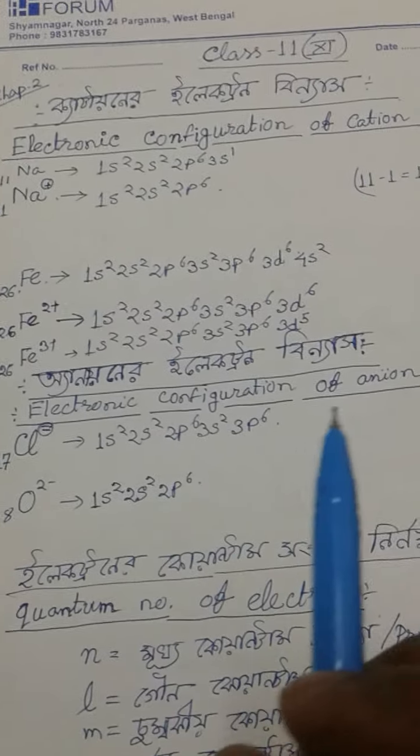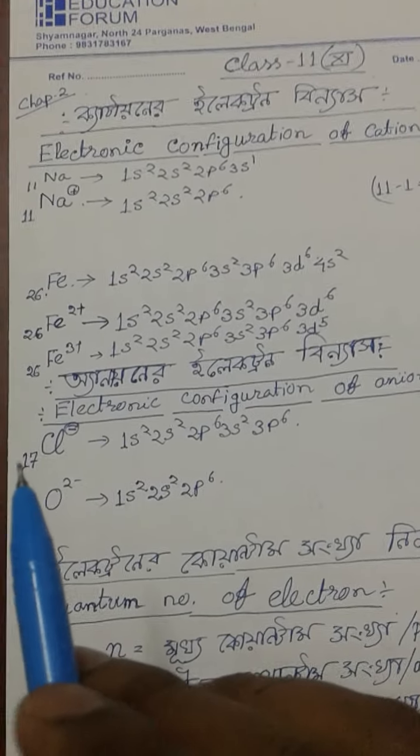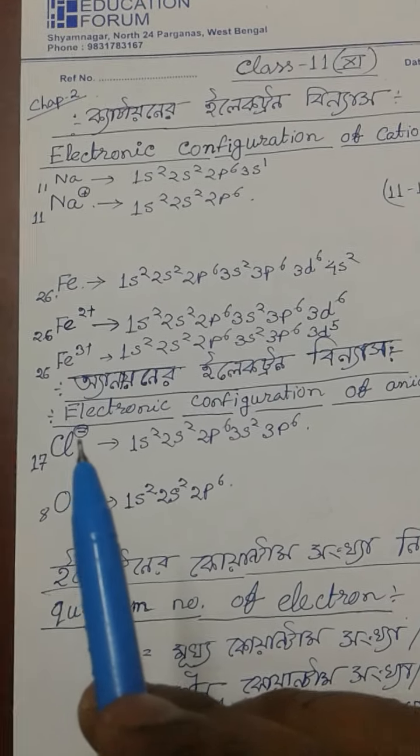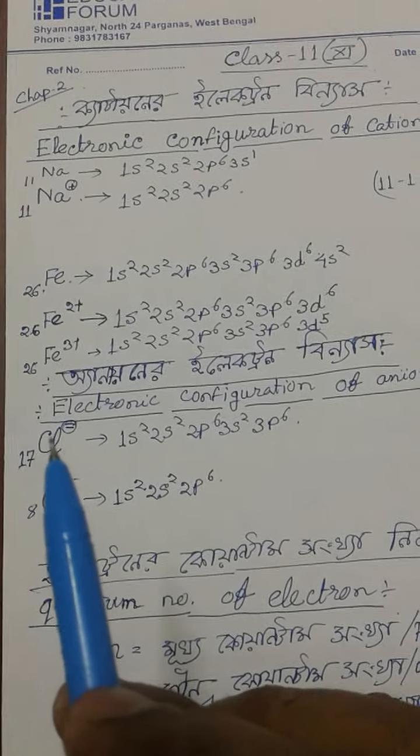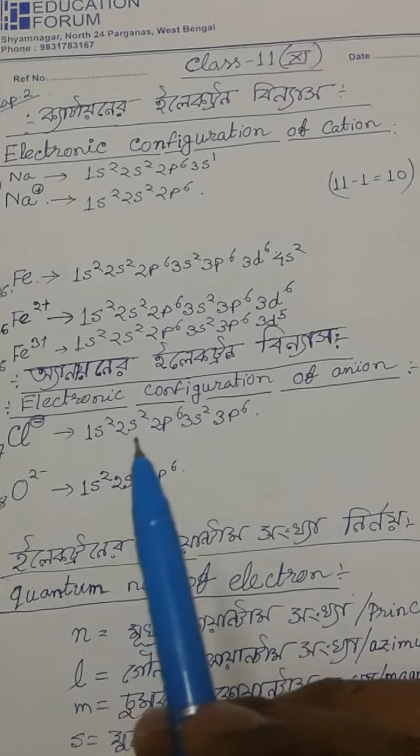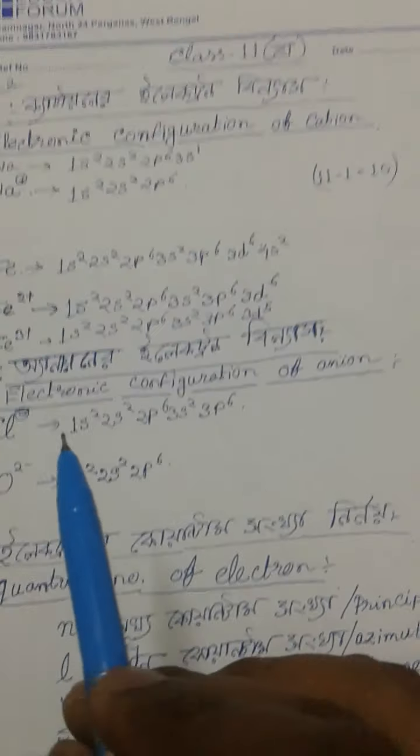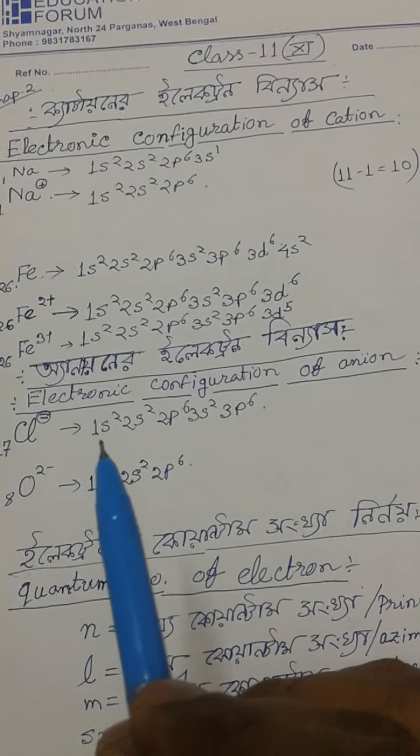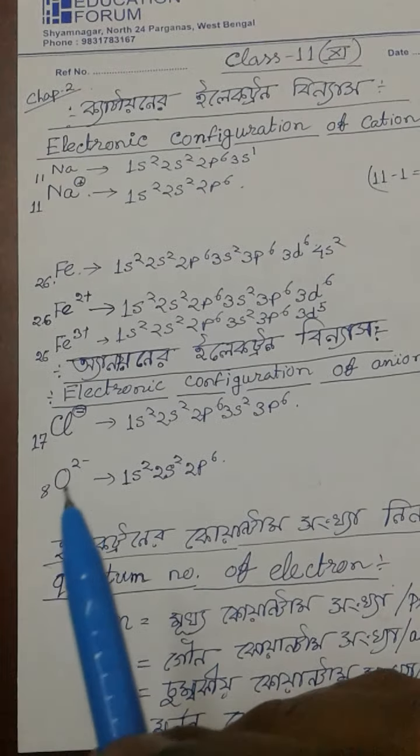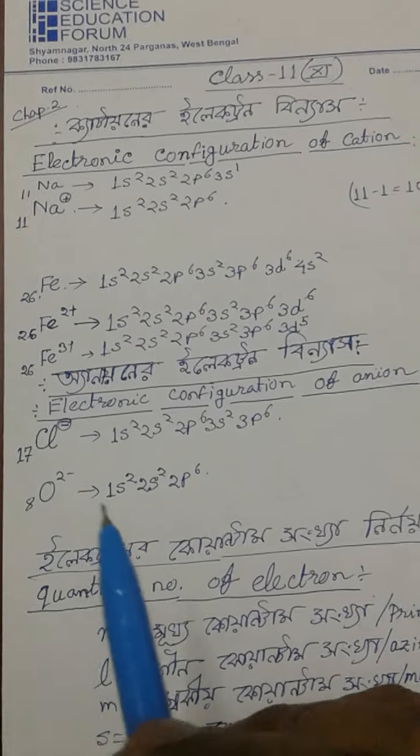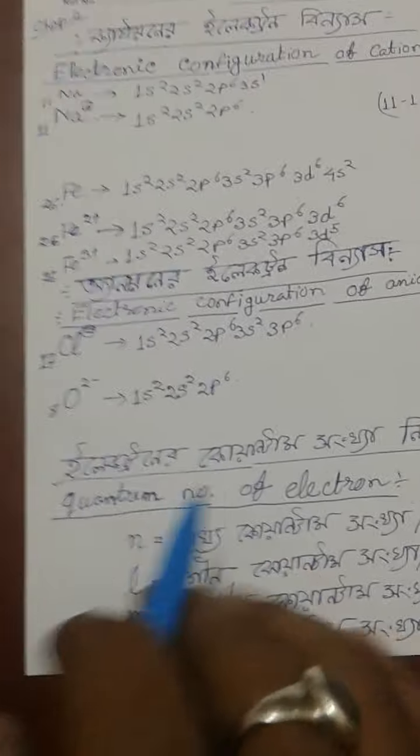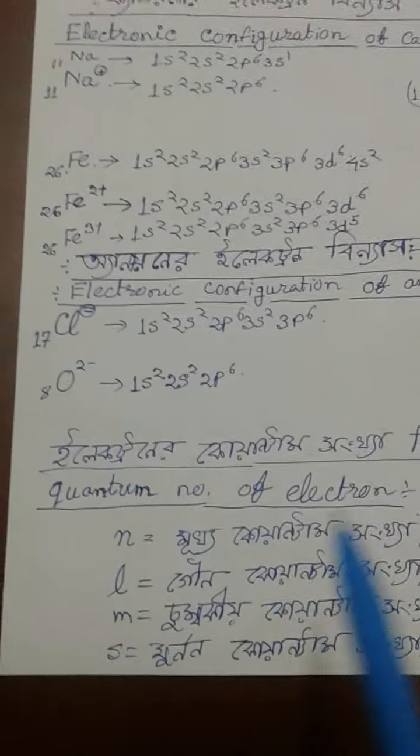And when you write the electronic configuration of an anion, you must consider that the Cl atom has 17 electrons and 1 electron is added in Cl minus, so a total of 18 electrons are present in Cl minus. So I write, considering 18 electrons, 1s2 2s2 2p6 3s2 3p6. And for O2 minus, there are 8 plus 2, that is 10 electrons, so 1s2 2s2 2p6 is the electronic configuration. Now I have to discuss the quantum number of an electron.